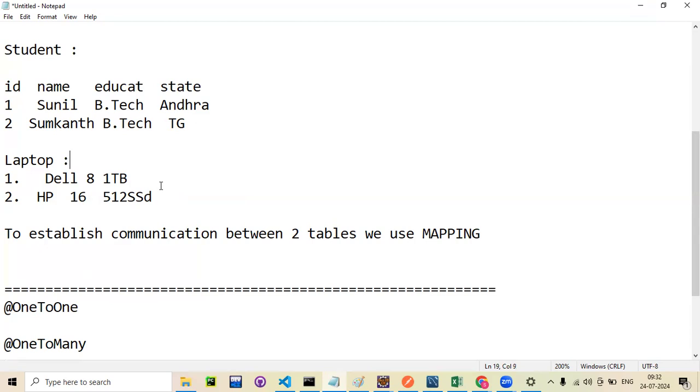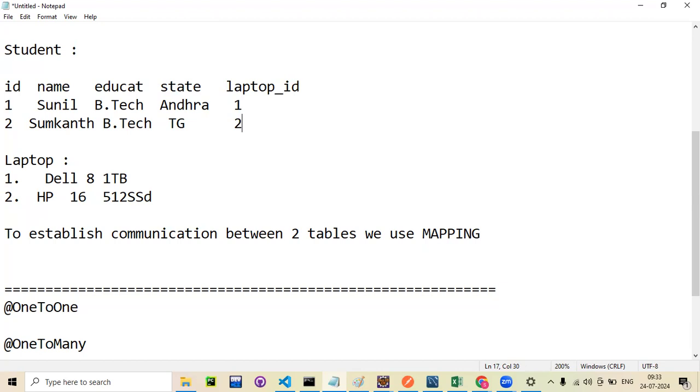See, if we add one column here, laptop ID, that's it, right? You can just place the ID over here. Sunil is using the laptop with ID 1, and Sumant is using the laptop with ID 2. Am I correct? So, Sumant, this is totally one-to-one mapping. Let us assume each student is having only one laptop, then you place this ID here and everything will be done.